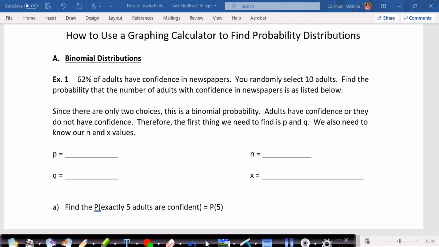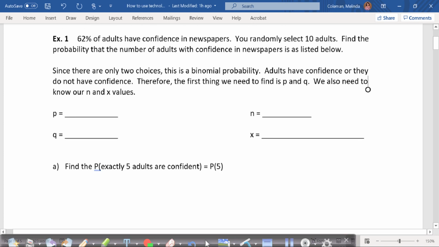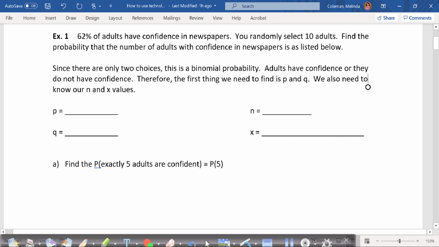So there's two different distributions we're going to discuss today. The first one is binomial. Our first example reads, 62% of adults have confidence in newspapers. You randomly select 10 adults. Find the probability that the number of adults have confidence in newspapers, as listed below. Since there are only two choices, this is indeed binomial.